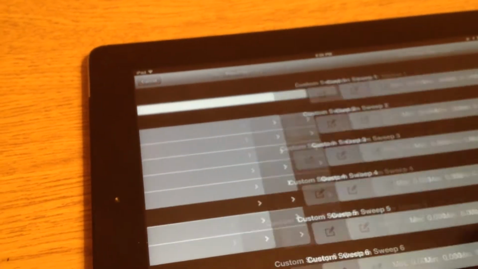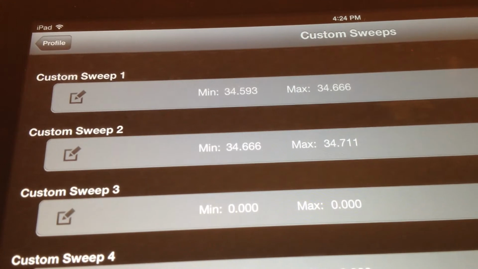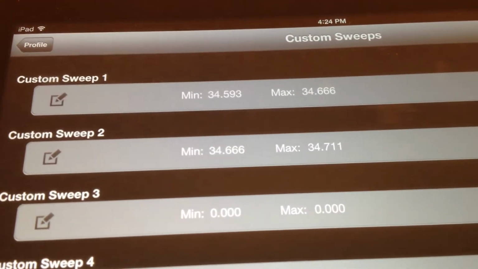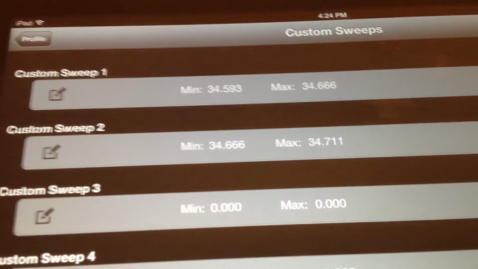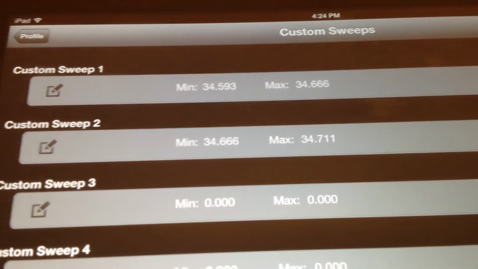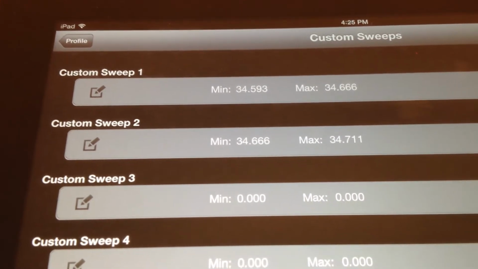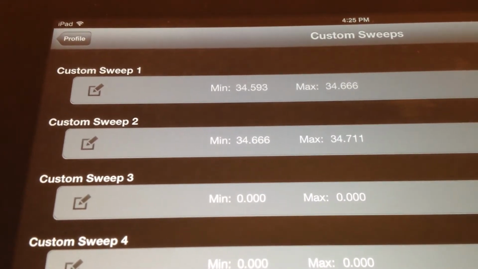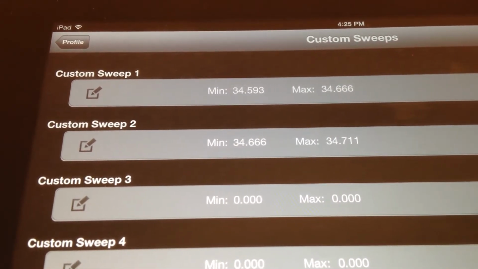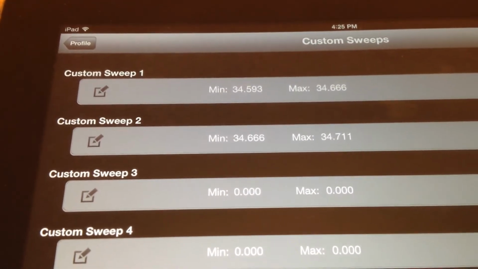Edit, custom sweeps. Okay, so here's the sweep that I have configured. There's just two sweeps. One is basically 34.6 or so to 34.666, and then the other half, 34.666 to 34.771. So this custom sweep 2 is designed to cover over 34.666. I was trying originally to do 34.660 to get just under, but it automatically bumps me up to 34.666.